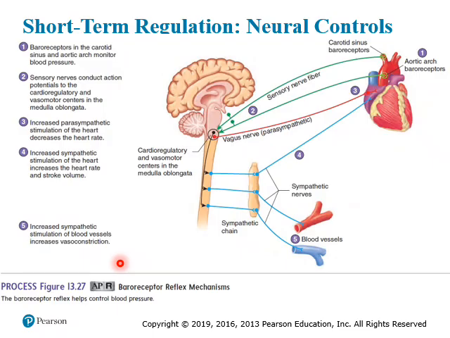Here's now the short-term regulation, which is actually the neural control.